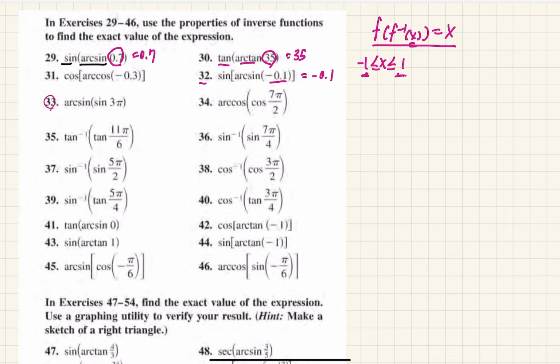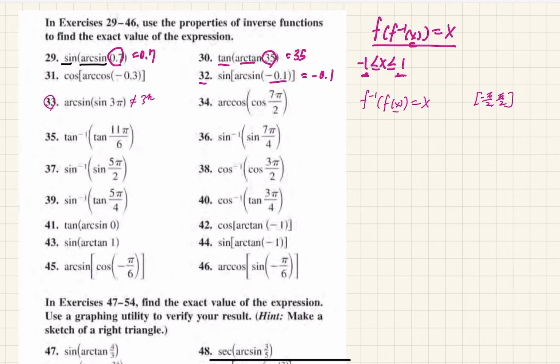What about number 33? Arcsine sine, which is inverse first, right? So f inverse of f of x is equal to x only when x satisfies the range of the inverse. So if 3 pi satisfies the range of inverse sine, the answer is 3 pi. But what is the range of inverse sine? The range of inverse sine is between -pi/2 and pi/2, right? But 3 pi is out of the range. So the answer is not 3 pi.